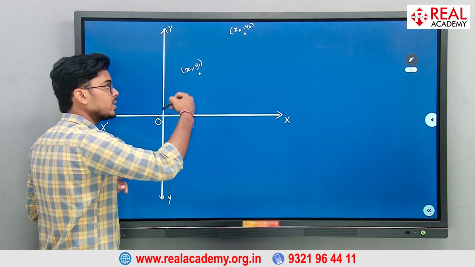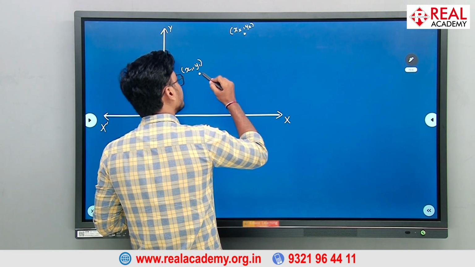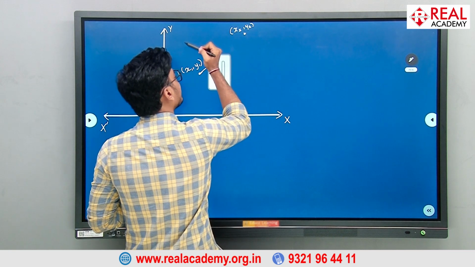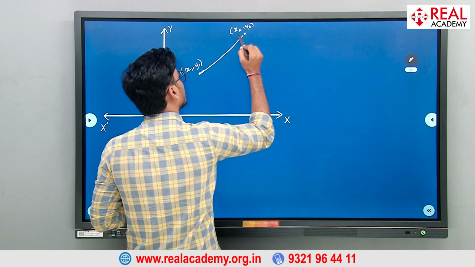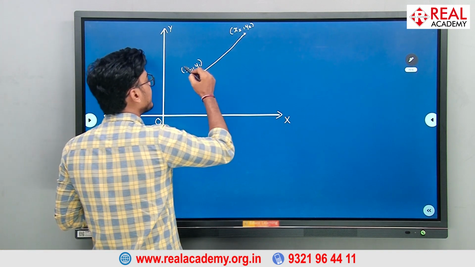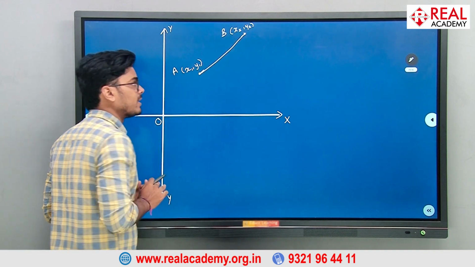Okay, so we have to calculate the distance between these 2 points. Now the distance between these 2 points will be the line joining these 2 points, correct? x1, y1 and x2, y2. If I join them, so this is the direct distance between them. Let this be point A, x1, y1. Let this be point B, x2, y2.